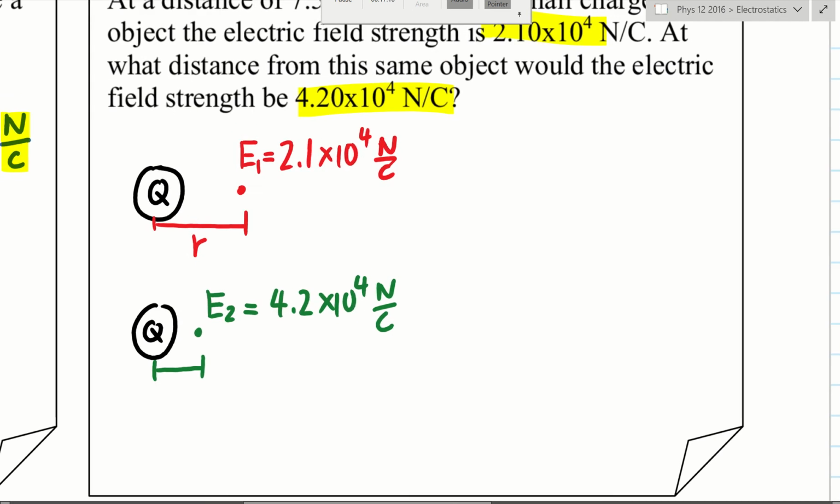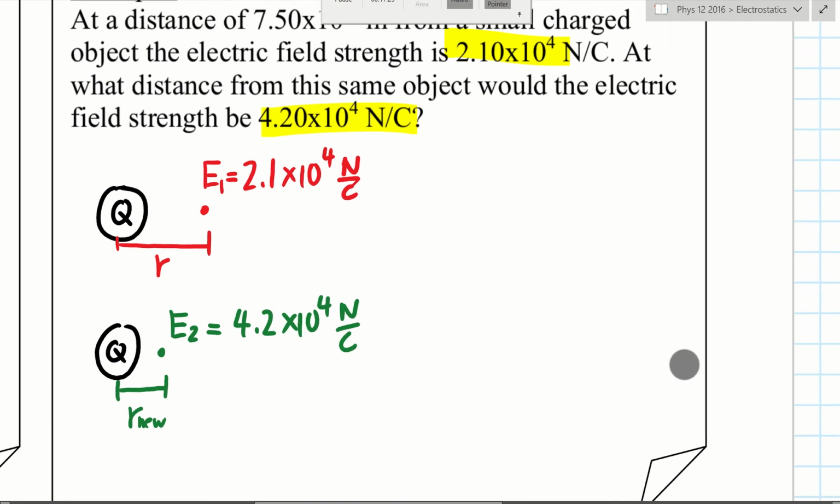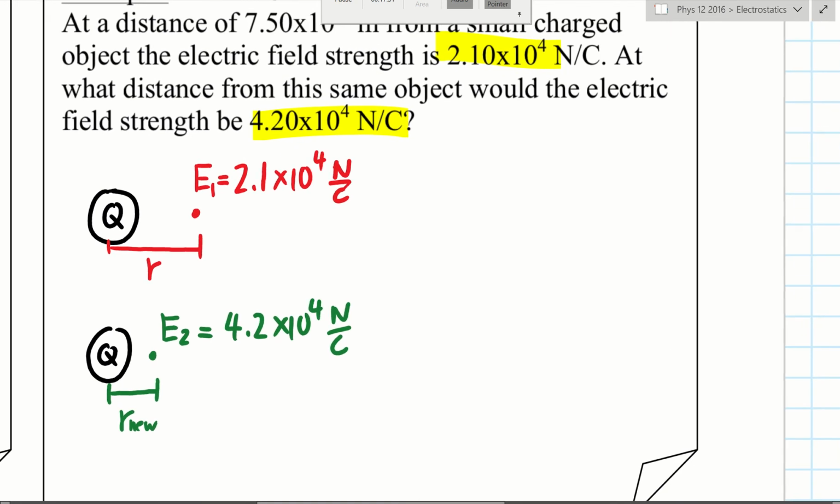Now, how will you actually find out the new radius? Let's put it that way. This is the new radius. The old radius, I don't know how much. The charge, I don't know how much. The new radius, I also don't know how much. That's what we're looking for.